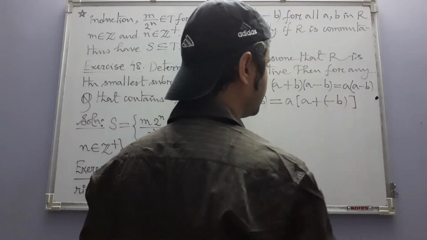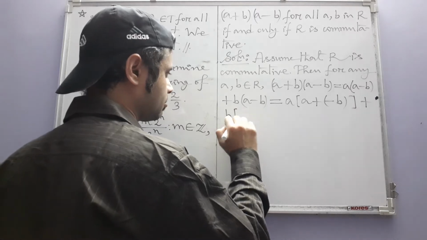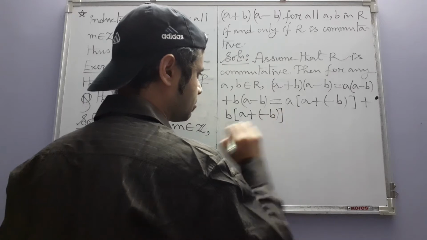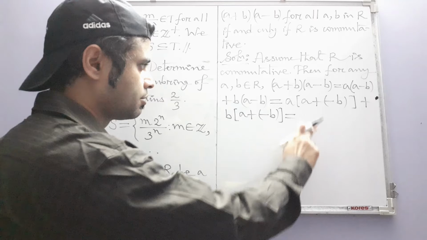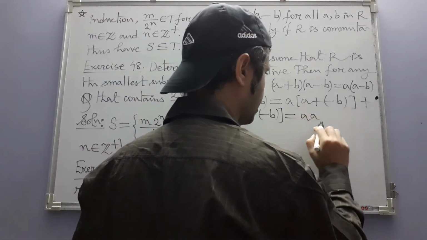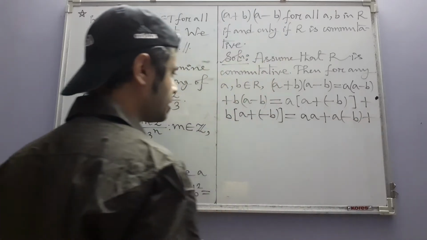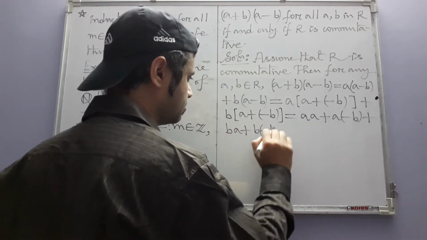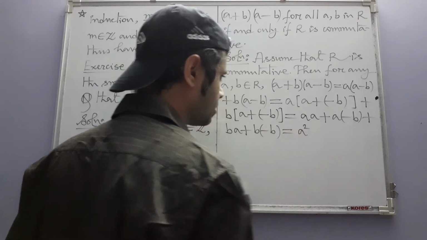A minus B really means A plus minus B, and now we use the left distributive law two times, once here and once here. So we get AA plus A times minus B plus BA plus B times minus B. AA is of course A square.